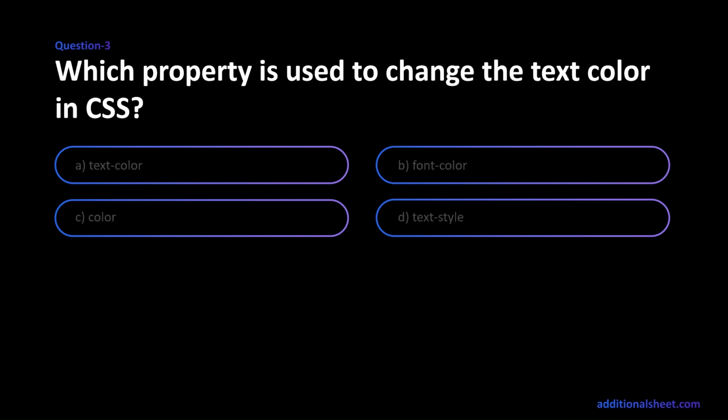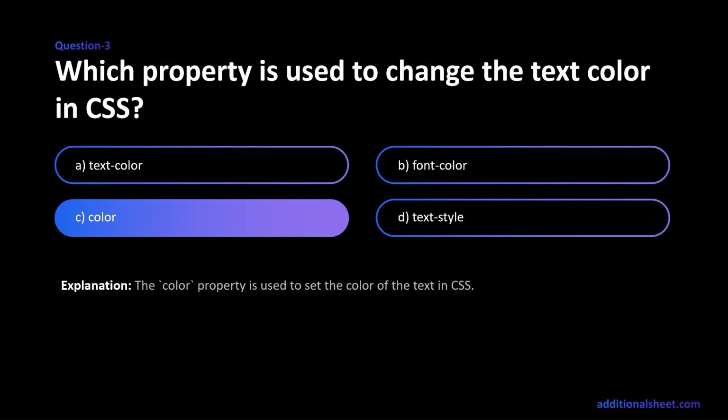Options are A. Text color, B. Font color, C. Color, D. Text style. The correct answer is option C. The color property is used to set the color of the text in CSS.